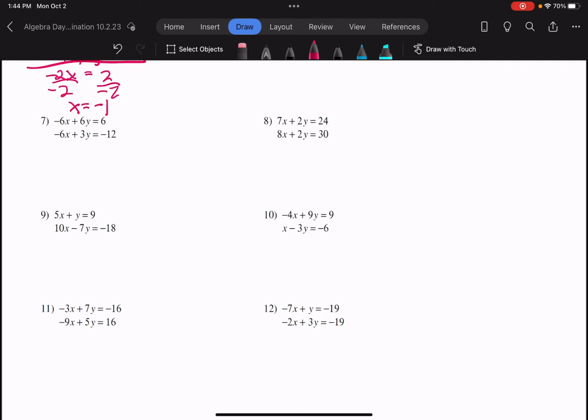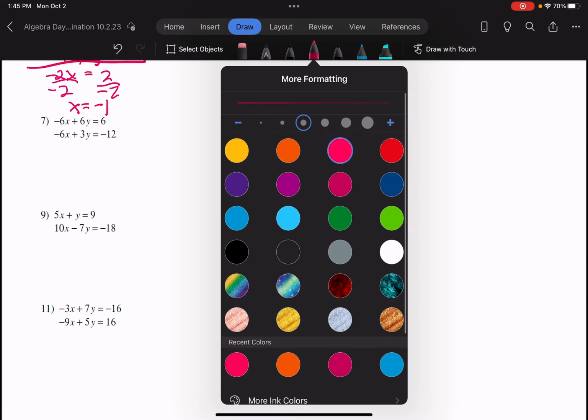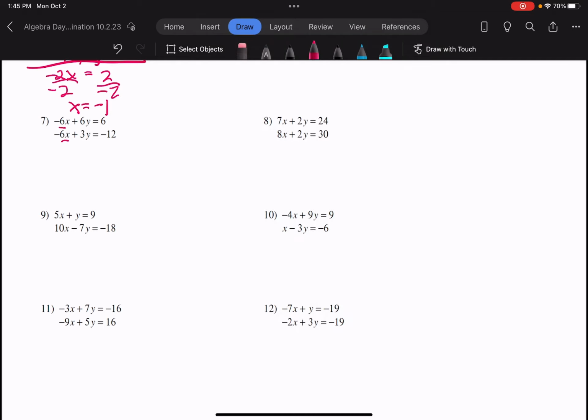So for number 7, we have the same coefficient of negative 6 for our x, but we want it to have the opposite sign, so I'm going to multiply by negative 1 and rewrite it below. Negative 1 times negative 6x is positive 6x. Negative 1 times 6y is negative 6y. And then negative 1 times 6 is negative 6. This cancels out. We get negative 3y equals negative 18.